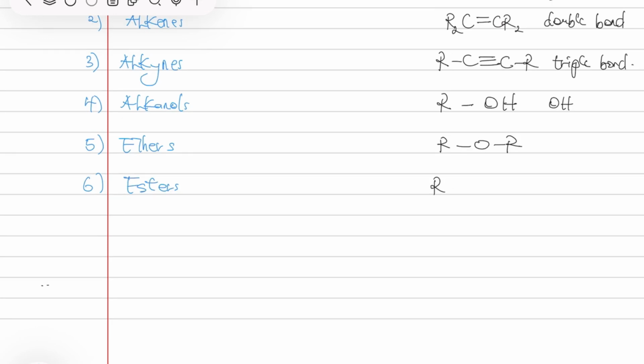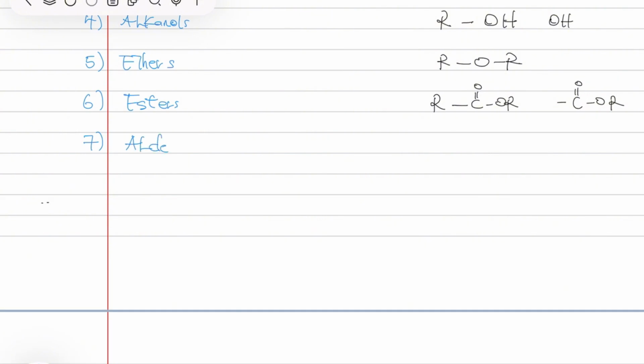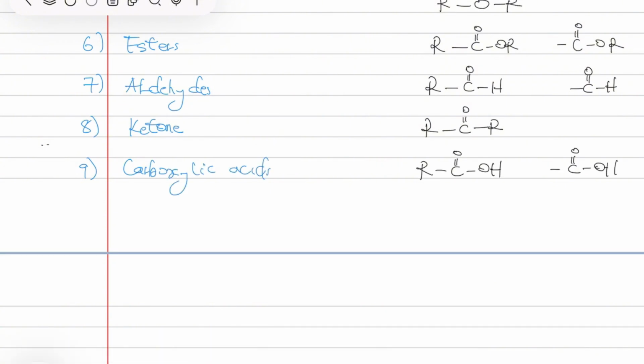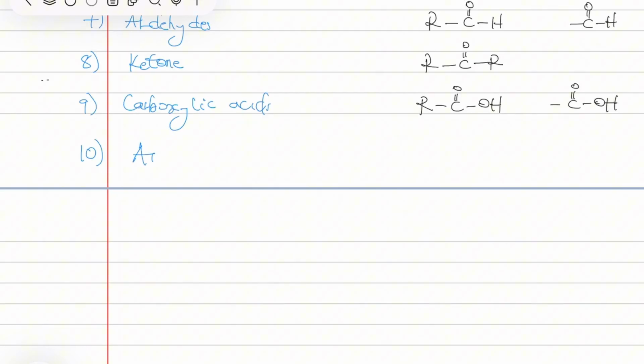For esters, their functional group is the C double bond O, OR. For aldehydes, their functional group is the C double bond O, H. For ketones, their functional group is RC double bond O, R. For carboxylic acids, their functional group is the C double bond O, OH. We have the amides, and their functional group is RC double bond O, NH2.